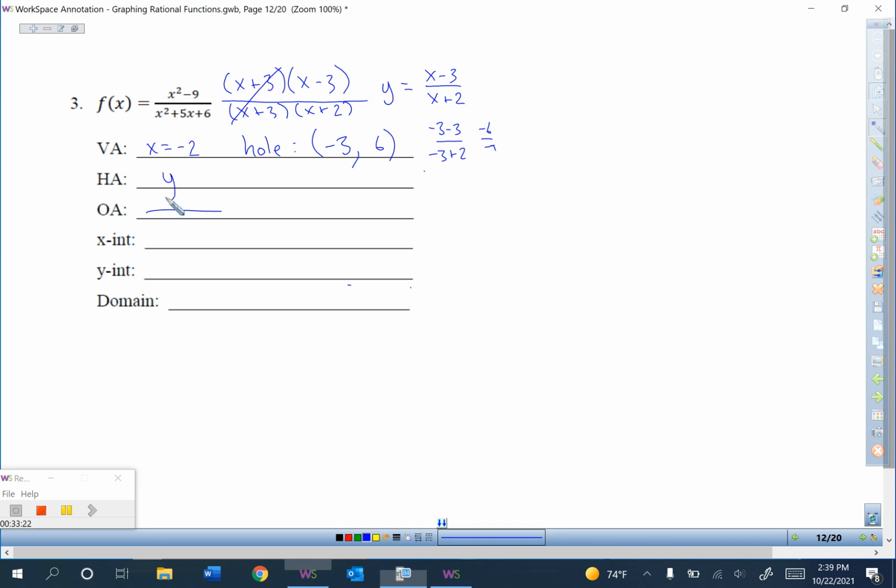Horizontal asymptote, y equals, you can use this version or this version, but our coefficients match. And anytime the power matches, then we just have to divide the leading coefficients. Even with quadratics, we're talking about the rate at which they're increasing, and it comes from that coefficient. So we've got a 1 either way.